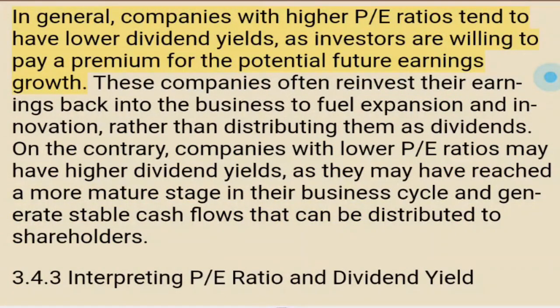In general, companies with higher P/E ratios tend to have lower dividend yields, as investors are willing to pay a premium for the potential future earnings growth. These companies often reinvest their earnings back into the business to fuel expansion and innovation, rather than distributing them as dividends. On the contrary, companies with lower P/E ratios may have higher dividend yields, as they may have reached a more mature stage in their business cycle and generate stable cash flows that can be distributed to shareholders.